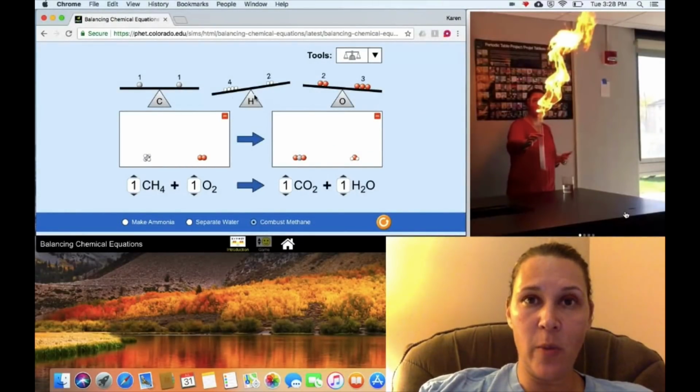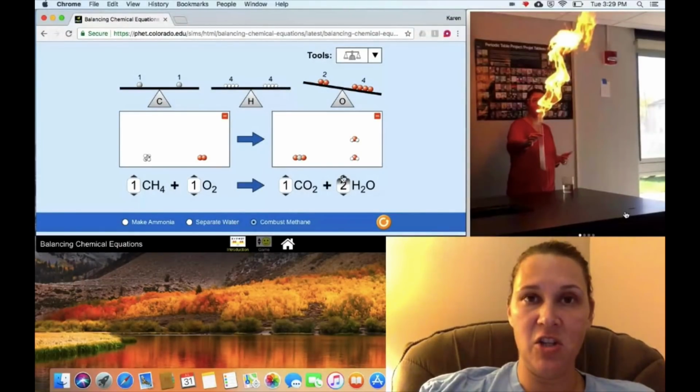According to our little balance beam, there are 4 hydrogen on the reactant side. So we come over here and we see the 4 hydrogen around the methane. The little white dots represent the hydrogen. On the product side, we have 2 hydrogen. The little white dots are 2. It's not going to work. We have to have the same amount on both sides.